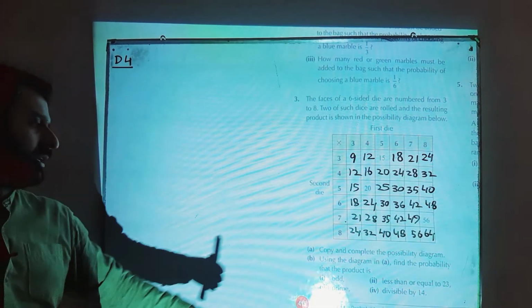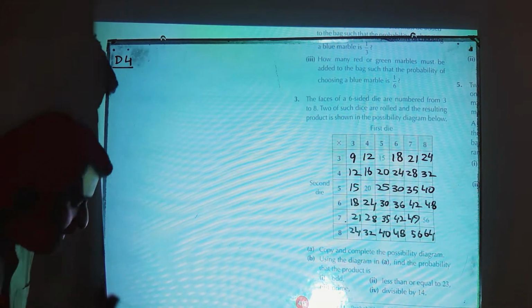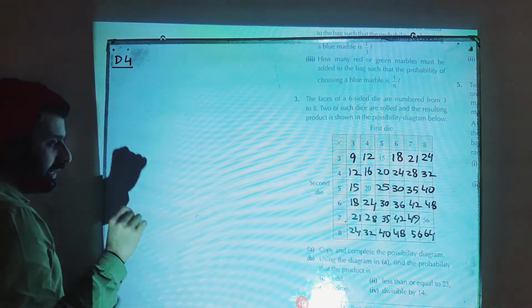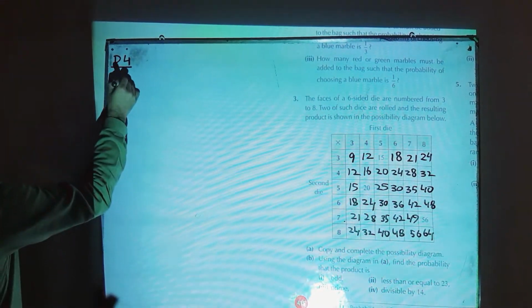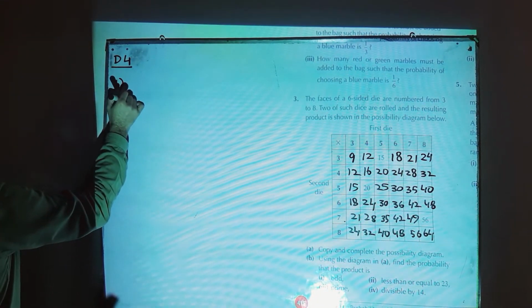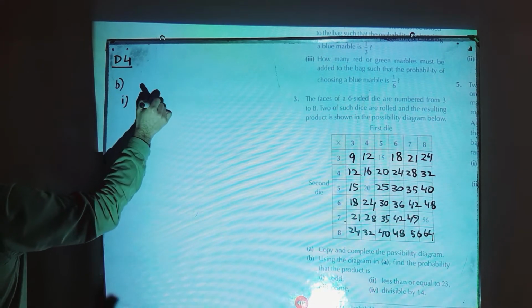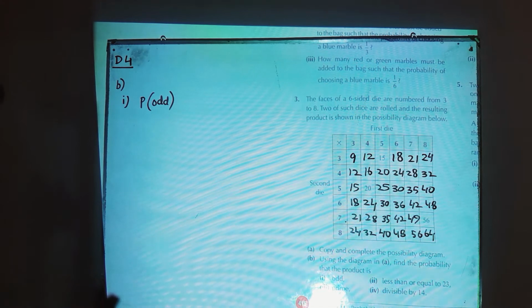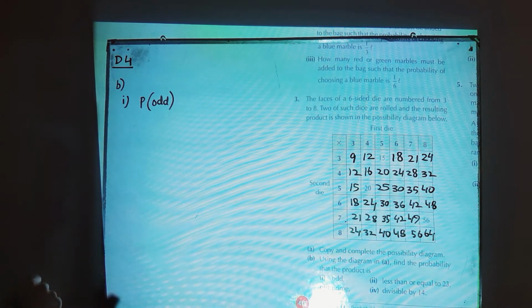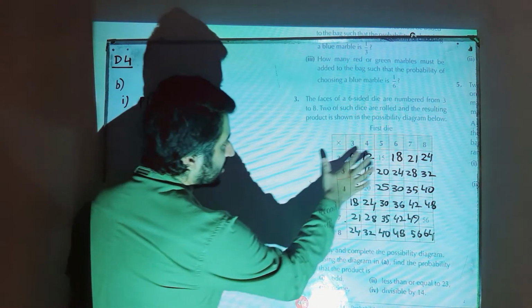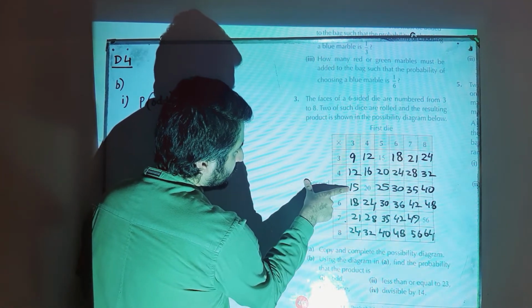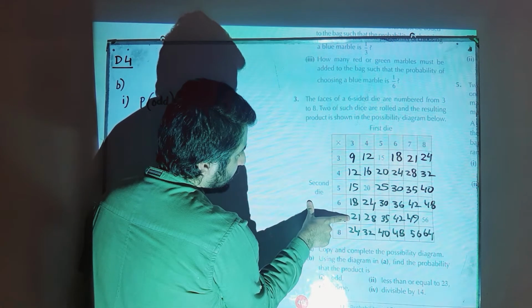So we have completed our possibility diagram. That was part number A. So use the diagram in A. This diagram is to be used in part number B, and find the probability that the product is an odd number. Calculate the number of odd numbers here. How many odd numbers do we have? 1, 2, 3.